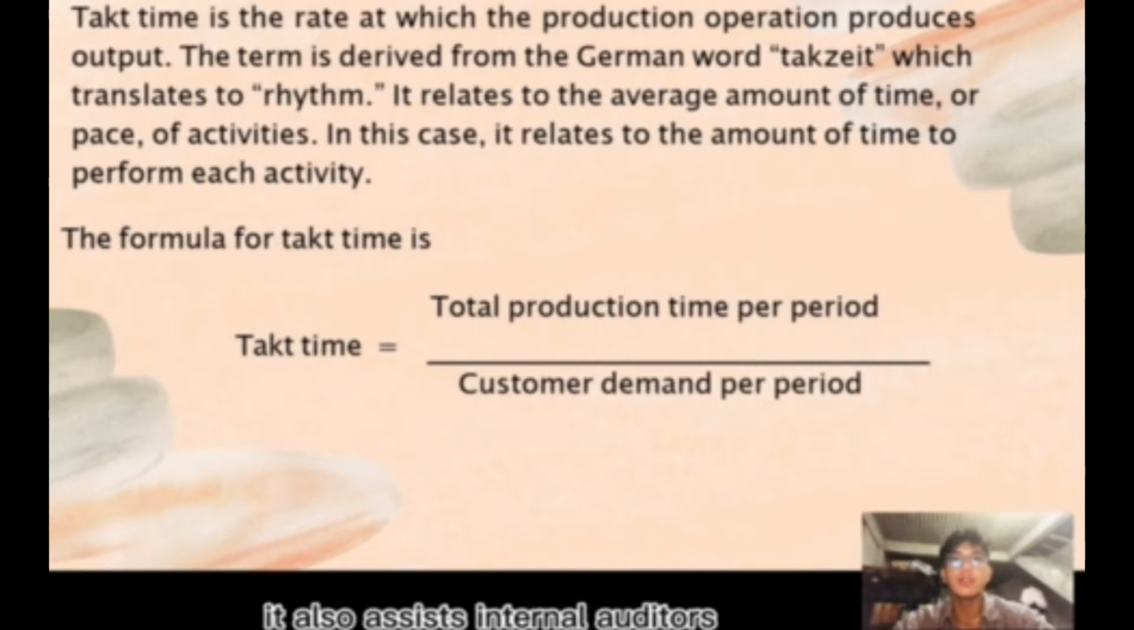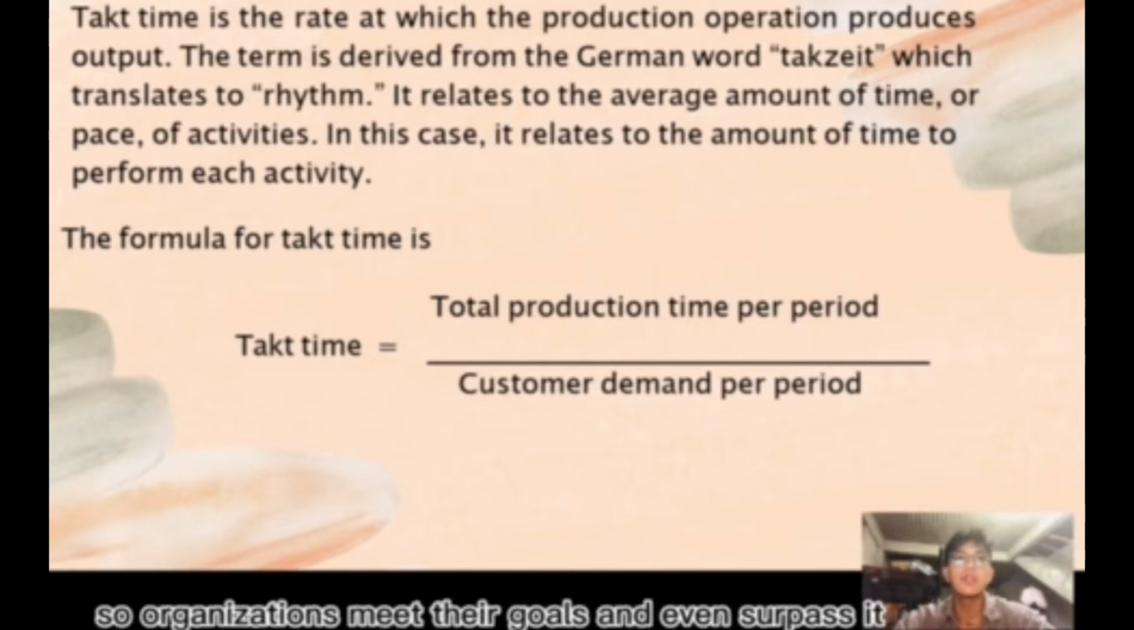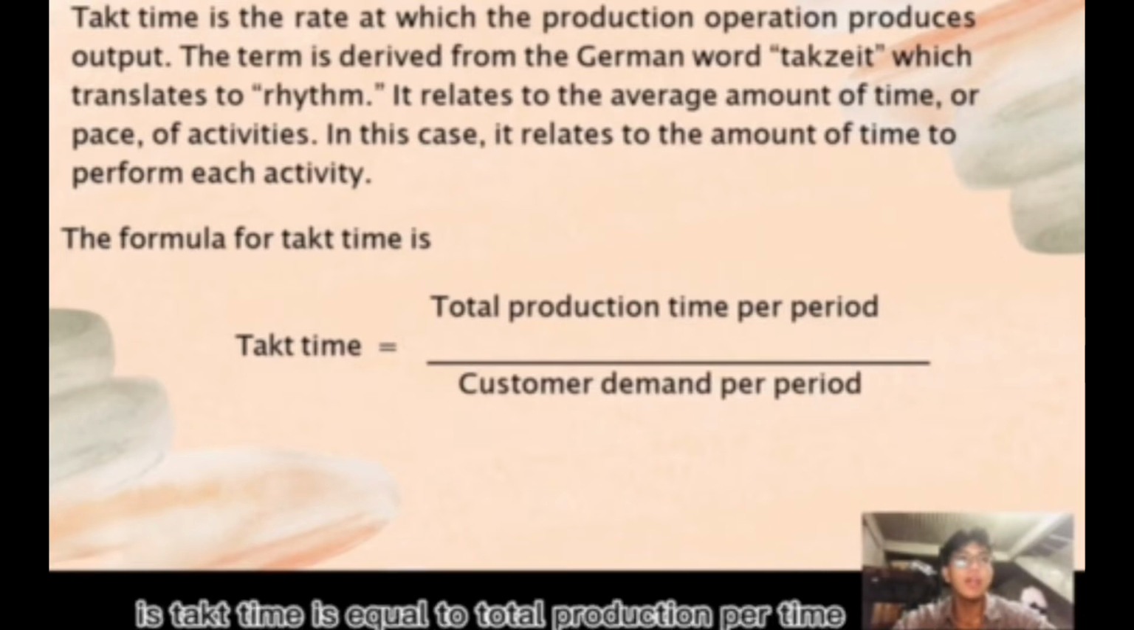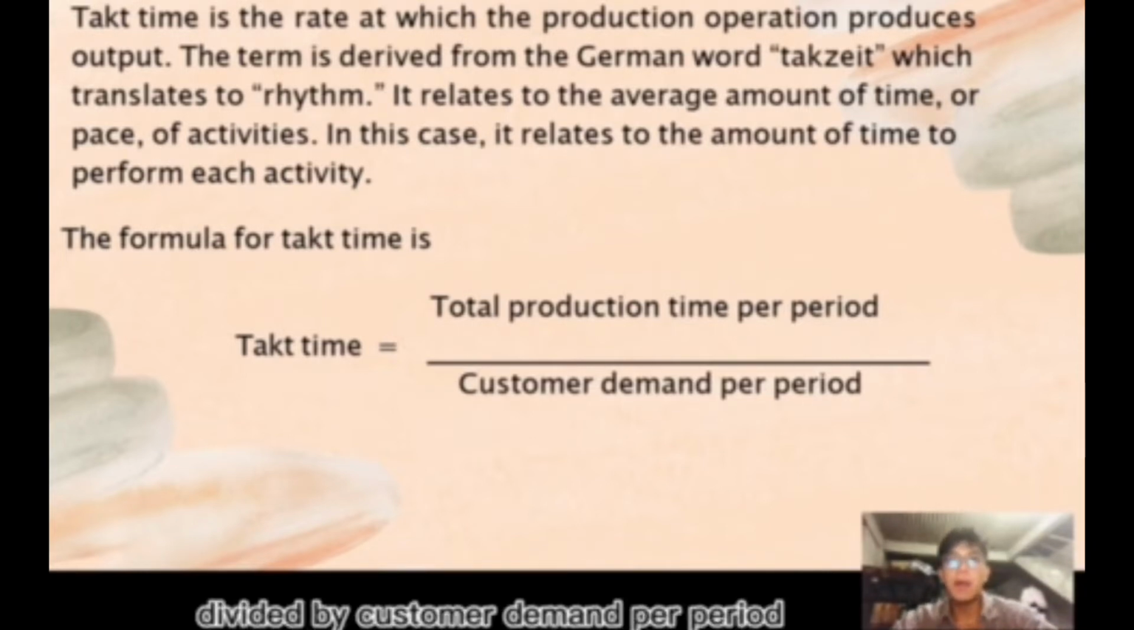It also assists internal auditors to set the performance expectation on the production process so organizations meet their goals and even surpass them. The formula for takt time is equal to total production time per period divided by customer demand per period. Let me give you an example.